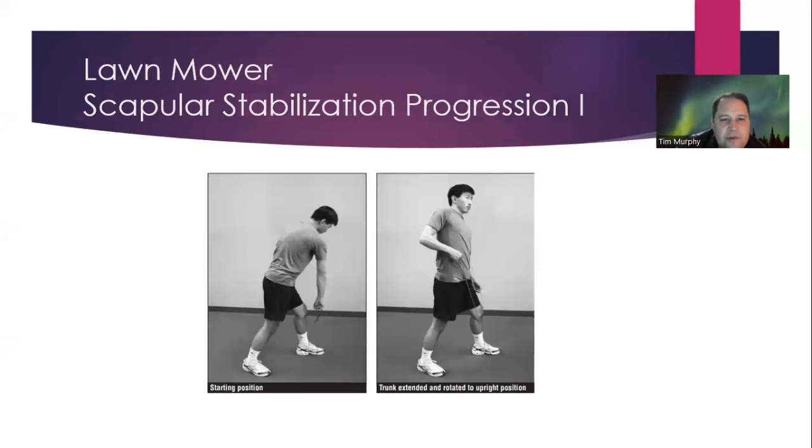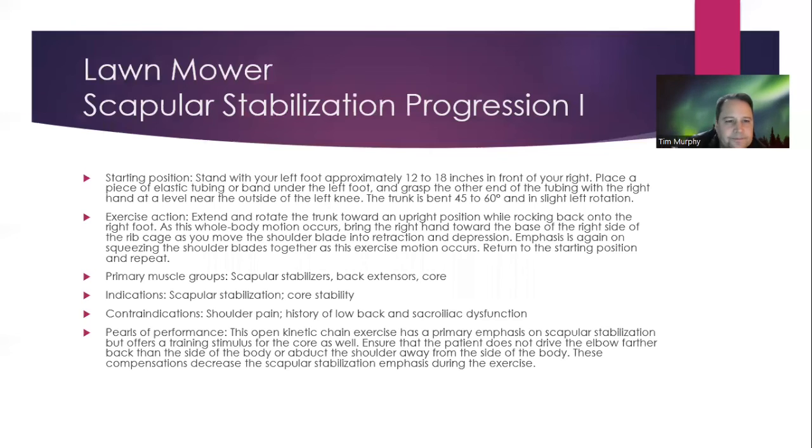The lawnmower scapular stabilization progression. You can see the starting position is down by the foot, and you pull up as if you are starting a lawnmower. So our starting position: standing with your left foot approximately 12 to 18 inches in front of your right. Place a piece of elastic tube or band under the left foot and grasp the other end of the tube or band with your right hand, level near the outside of the left knee. The trunk is bent at 45 to 60 degrees with a slight left rotation.